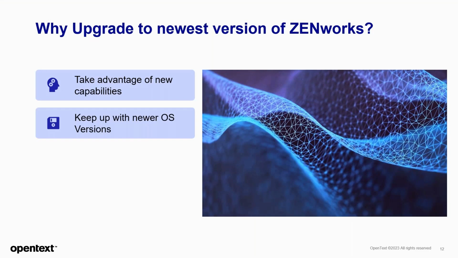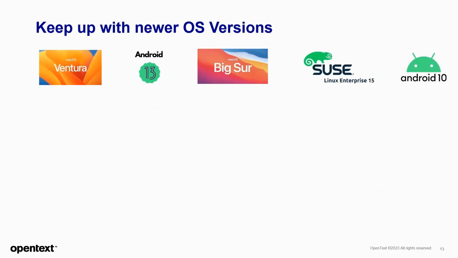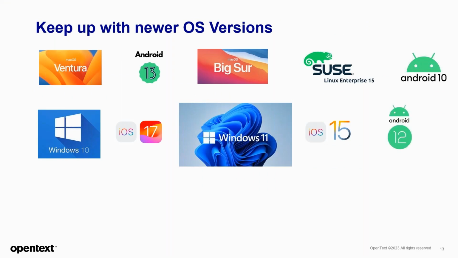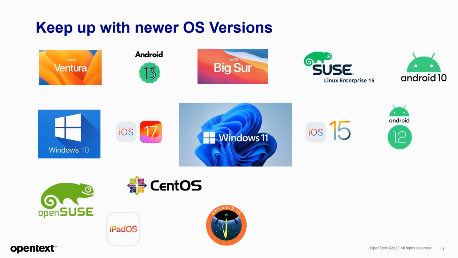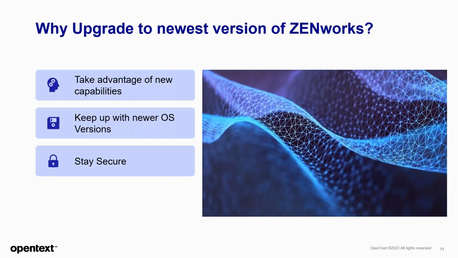You need to keep up with the newer OS versions. With every new ZENworks release, we bring in support for new versions of operating systems your devices may be having. This ranges from supporting newer versions of macOS, Android, iOS, SUSE, Windows, RHEL, and even new platforms like CentOS or OpenSUSE. This ensures that you are able to move your endpoint state to newer and more secure OS versions as they are released.